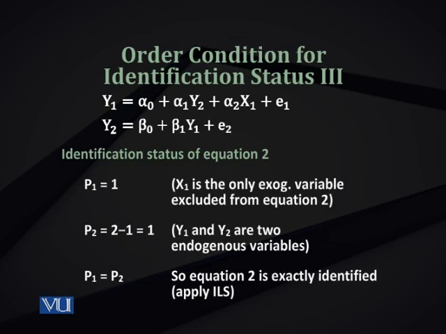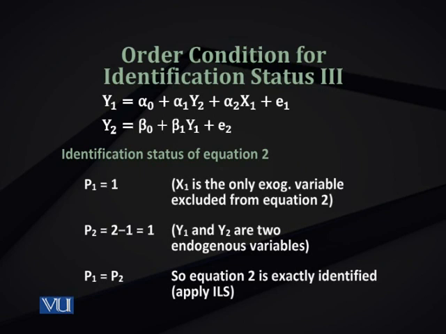P2 will remain the same, 1, that is 2 minus 1. And now P1 is the number of variables excluded from this equation, the number of exogenous variables that you don't find in this equation, but you find them somewhere in the model. There is only one such variable, that is x1. So P1 is 1. As P1 and P2 are equal here, the second equation is exactly identified.